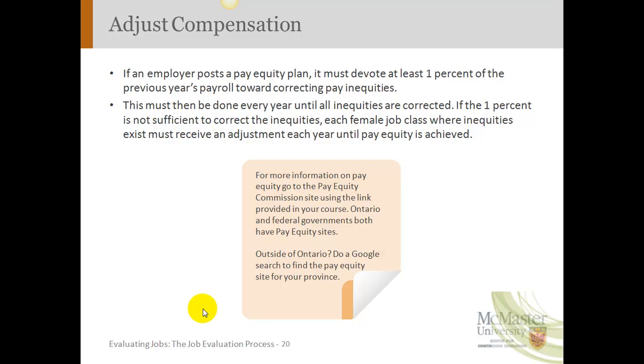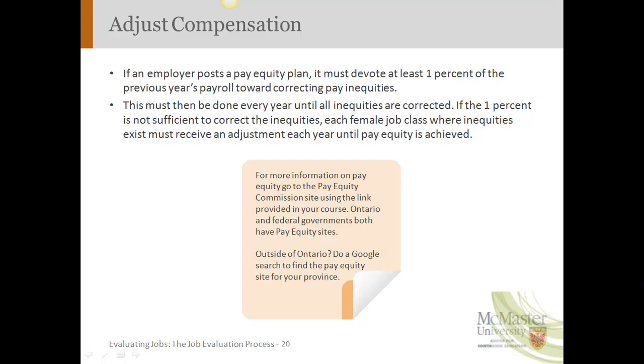But this slide is important because under the Pay Equity Act, it says here that if you post a pay equity plan, you have to make sure that you devote at least 1% of the previous year's payroll toward correcting any pay inequities that you find. So this has to be done every year until all the inequities are corrected. Now, if the 1% isn't sufficient to correct all the inequities that you find, then you can do what you can afford to do.